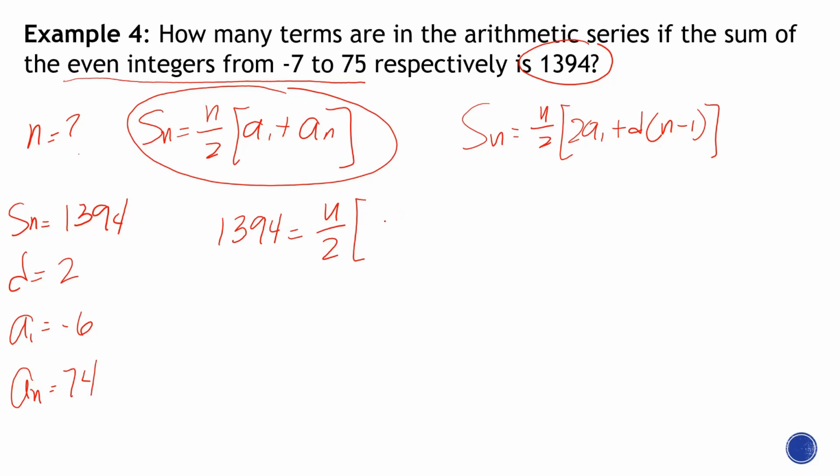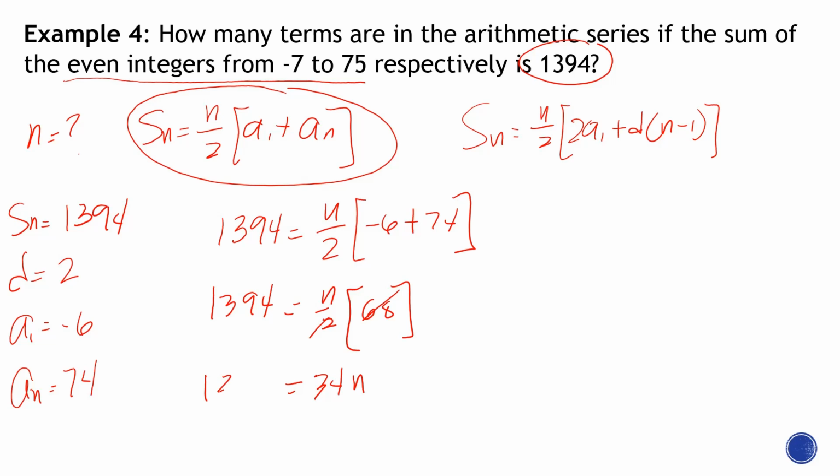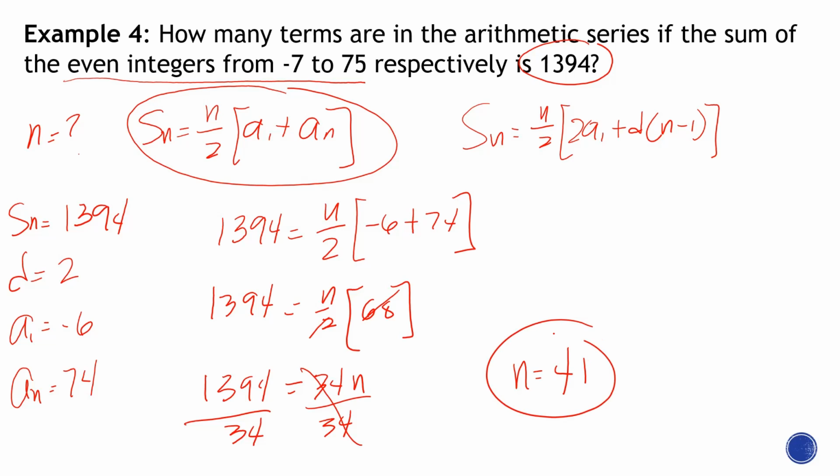So let's replace that Sn by 1394 equals n over 2 times -6 plus 74. Okay. So -6 plus 74 is equal to what? That is right. It is equal to 68. So here we can divide 68 by 2. What is 68 divided by 2? That is right. It is equal to 34. So it is 34n equals 1394. Then divide by 34 on both sides. Our n is equal to 41. Okay?